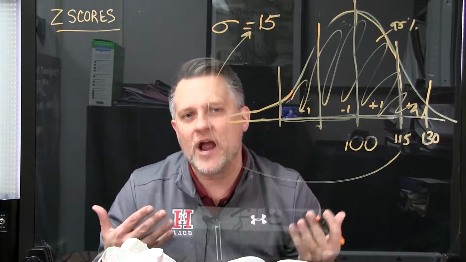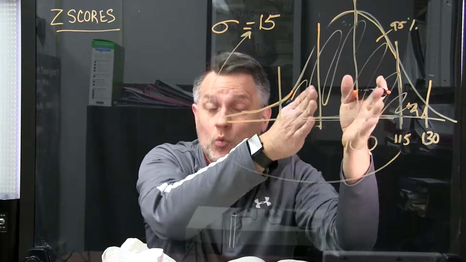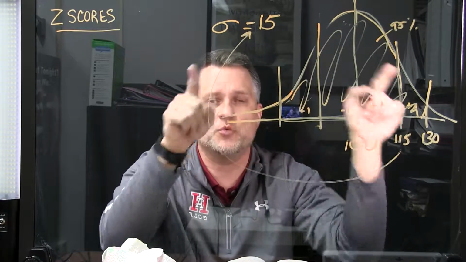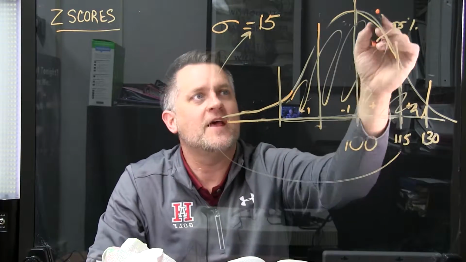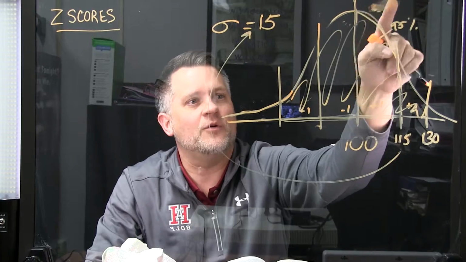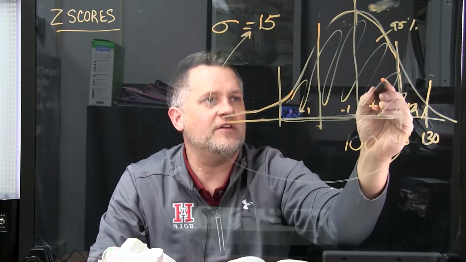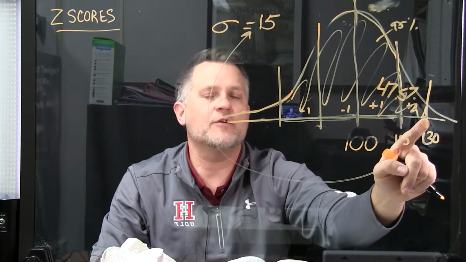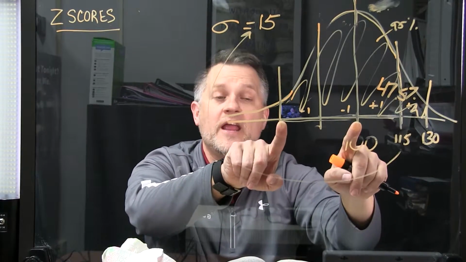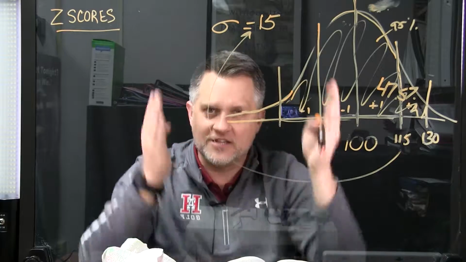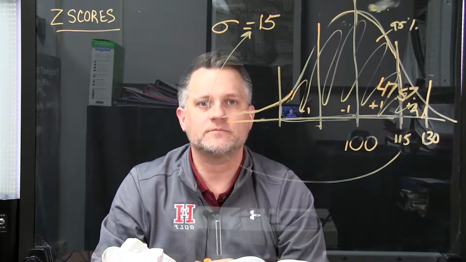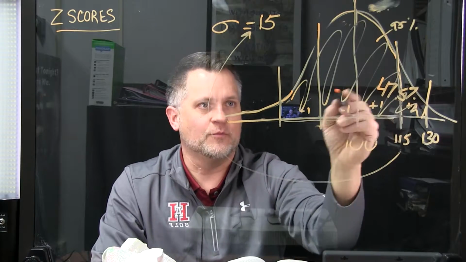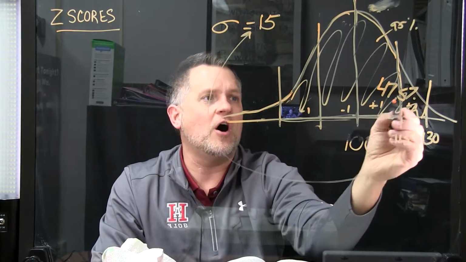So going by the same rationale that we did with the 68% within 1 standard deviation, if we do 2 standard deviations, which encompasses 95%, that's 47.5%. So from here to here is 47.5%, and from here to here is 47.5%. Together, it's 95%.